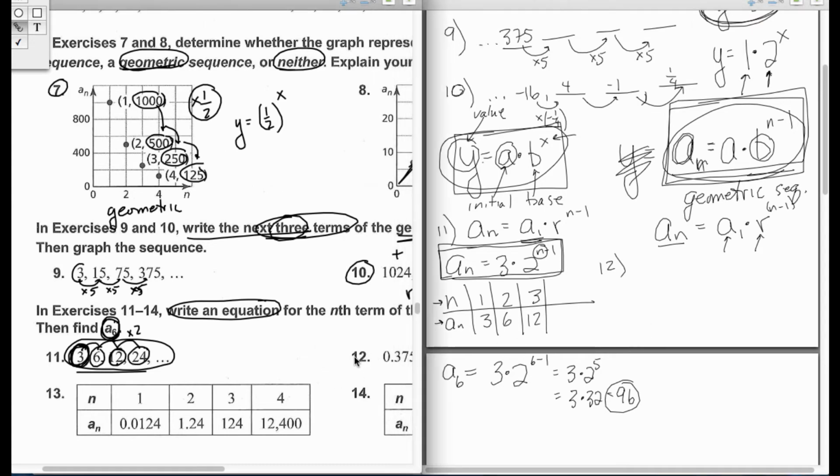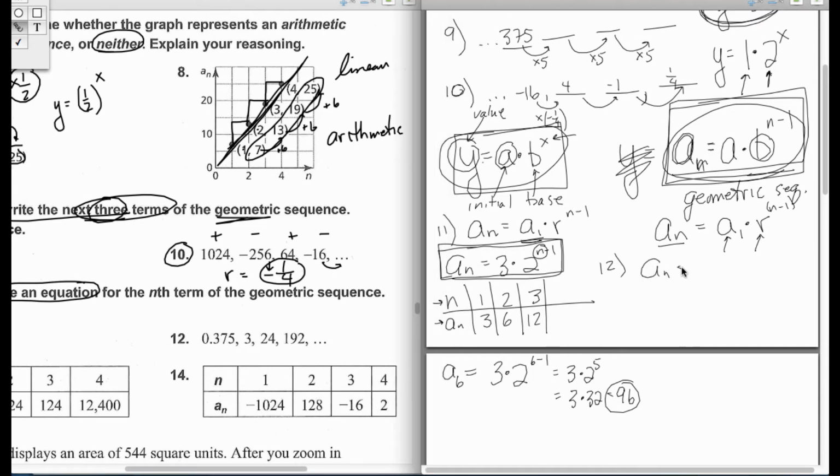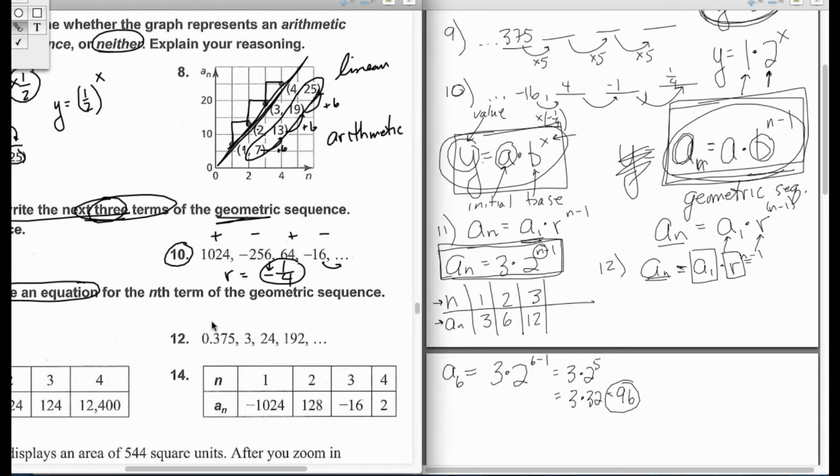Let's do the same thing over here. All you do is plug it right into the formula. A sub n equals a sub 1, that means the first term, times the common ratio to the n minus 1. All you have to do is put in these two values, the first term and the ratio. You have to put in those two numbers. The a sub n is part of the formula, and the n is part of the formula, just like your y and your x. So my first term is 0.375.